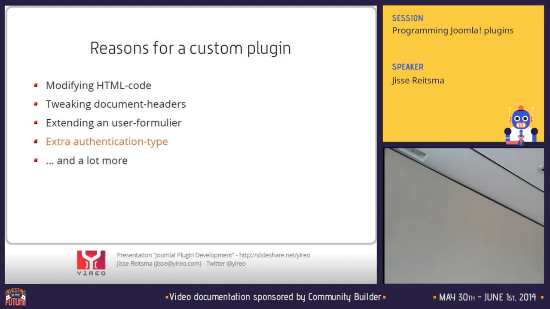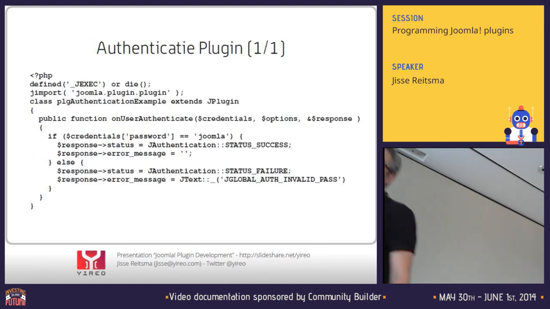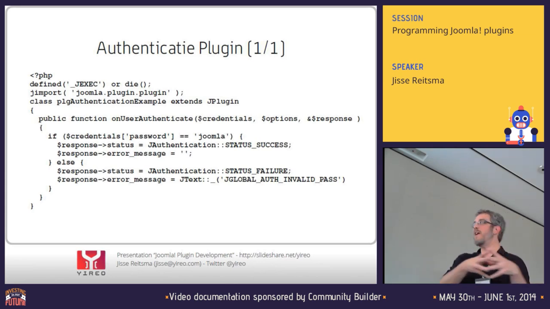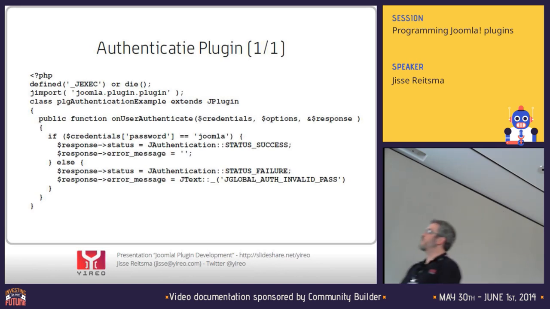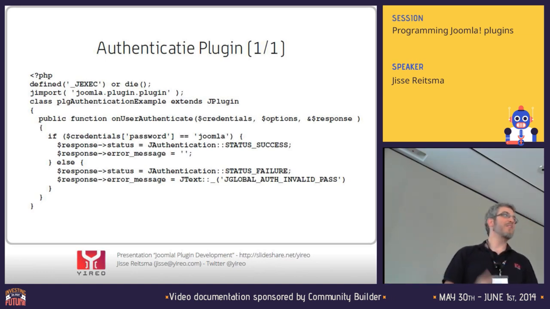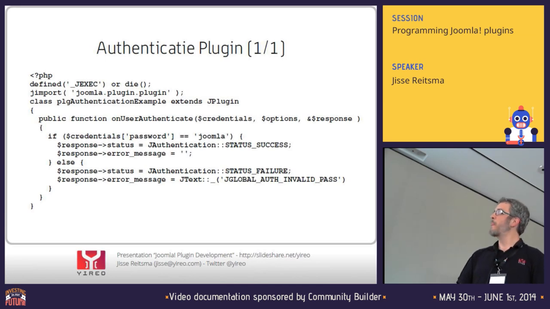Another type of plugin is the authentication plugin, which basically means the Joomla username and password are combined into an array called the credentials. And these credentials can be checked with your own plugin. So you could say, well, every time the password is set to Joomla, the authentication works. It's probably not really safe to do that, but it's, again, a nice example.